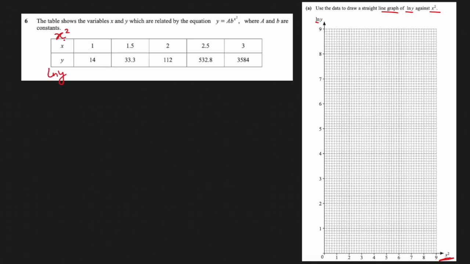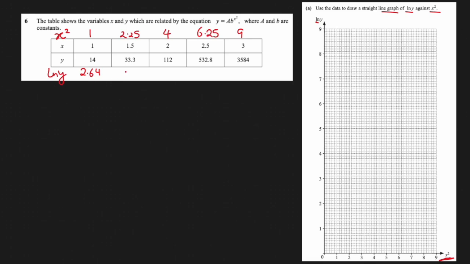Okay, so what is x squared for 1? It is 1. The square of 1.5 is 2.25. The square of 2 is 4. The square of 2.5 is 6.25, and the square of 3 is 9. Now I have to find the natural log of 14, and for that I'll use my calculator. Natural log of 14 comes out to be 2.6390. So I will write 2.64 because I need to draw a graph, so 2 decimal places are enough.